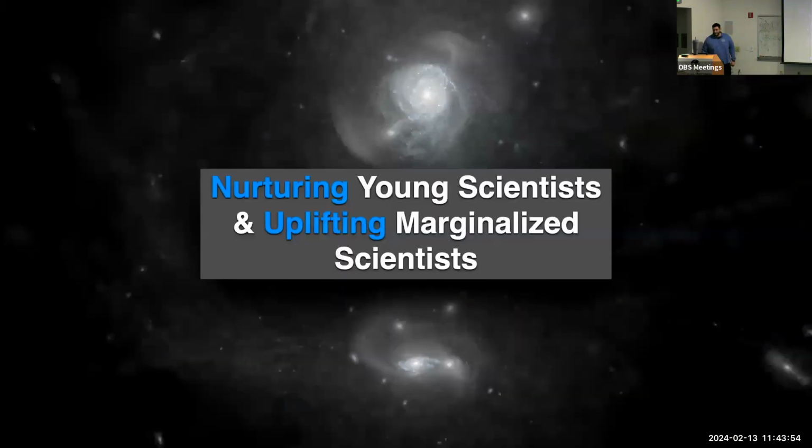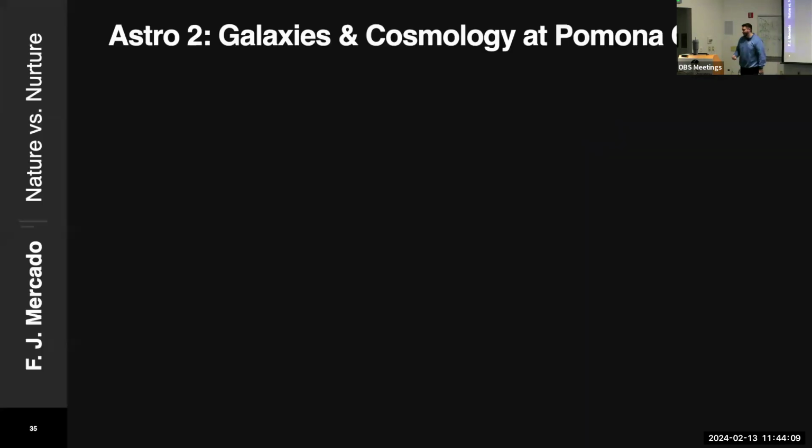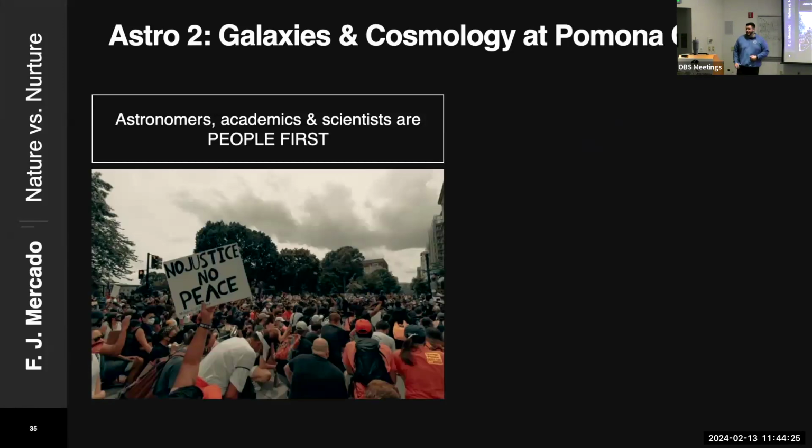All right, so with the last few minutes that I have here today, I want to talk to you all about some of the broader impacts work that I proposed for the NSF that I'm really excited about. And really, it's about nurturing young scientists and uplifting marginalized scientists. I'm very passionate about doing this stuff. And so to do this, I'm actually teaching the Astro 2 Galaxies and Cosmology course at Pomona College. And within that course, aside from covering the normal astrophysics topics, another topic that I want to discuss is issues of justice within the astronomy community.